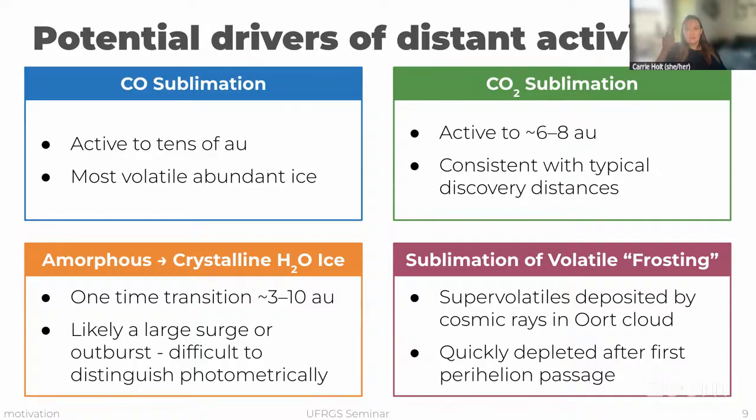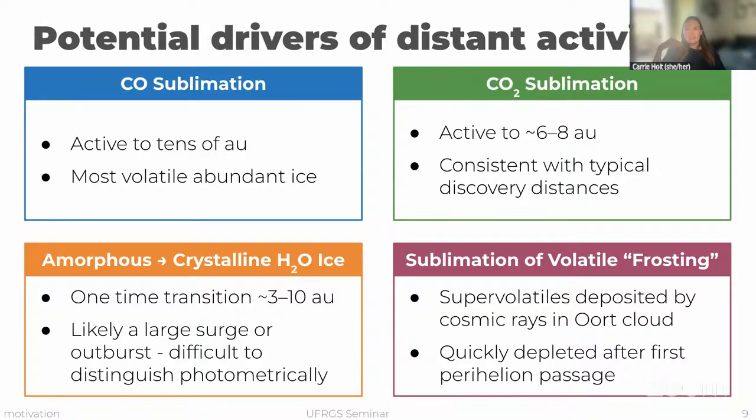And there are 4 categories that I can think of that are the main ones that people talk about. The main 2 being CO sublimation. CO sublimation can happen tens of AU from the sun. It is the most volatile of the abundant ices, like I said, of CO, CO2, and water being the most abundant ices in comets. The other one being CO2 sublimation.